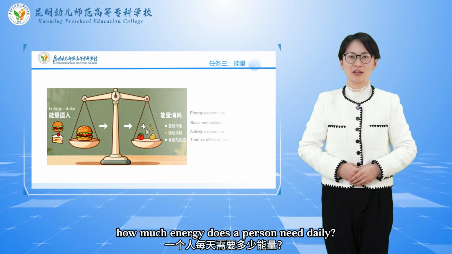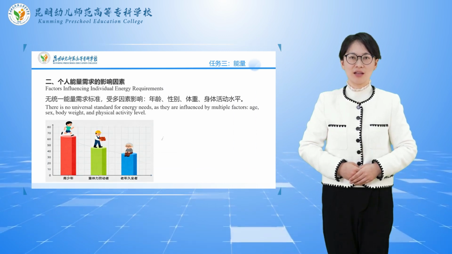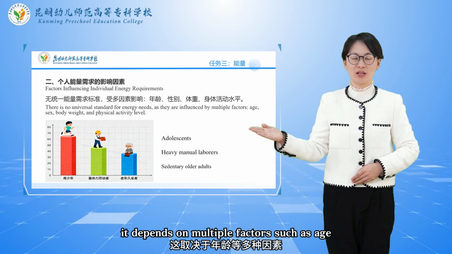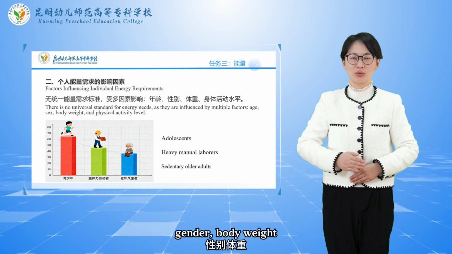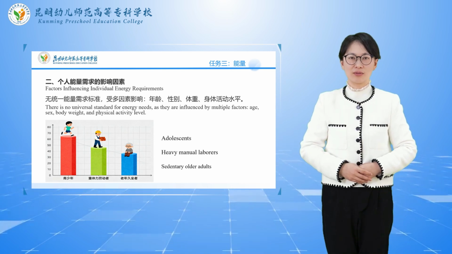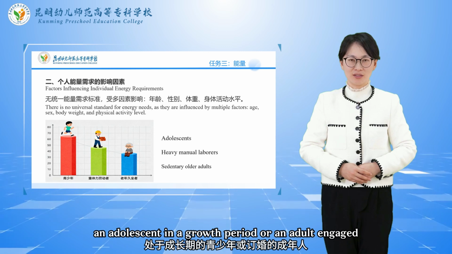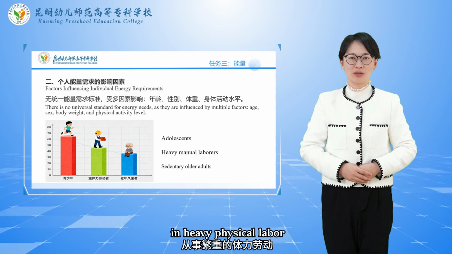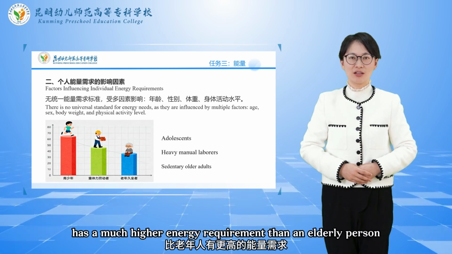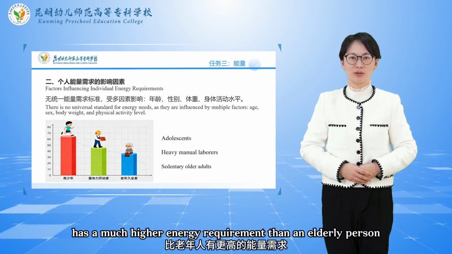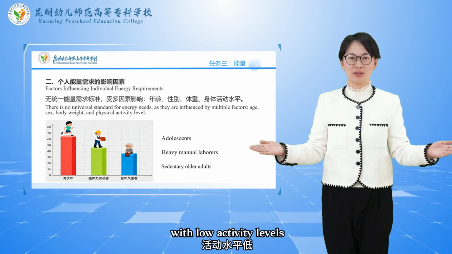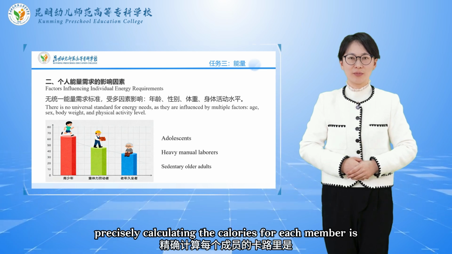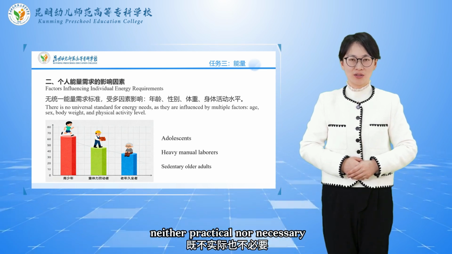So, how much energy does a person need daily? There is no single answer. It depends on multiple factors, such as age, gender, body weight, and physical activity level. For example, an adolescent in a growth period, or an adult engaged in heavy physical labor, has a much higher energy requirement than an elderly person with low activity levels. For families, precisely calculating the calories for each member is neither practical nor necessary.